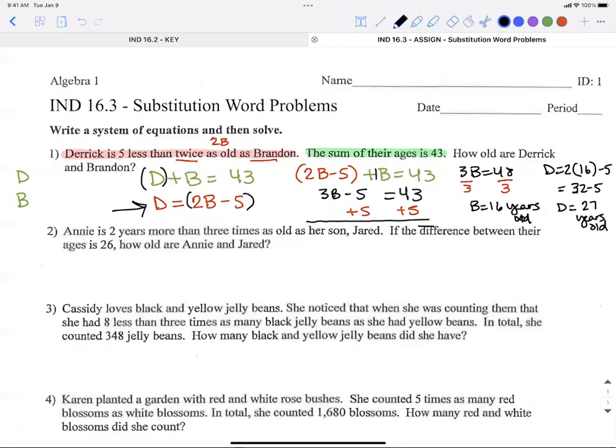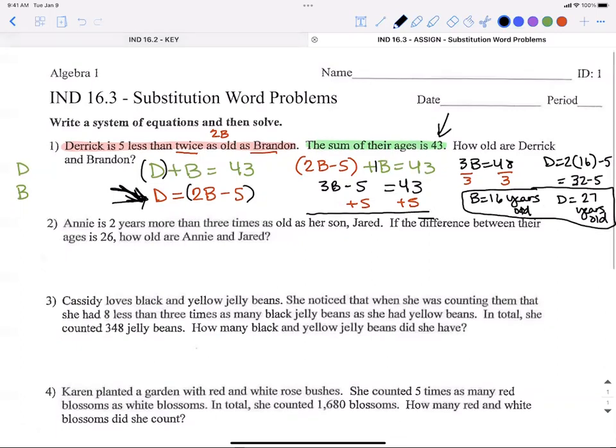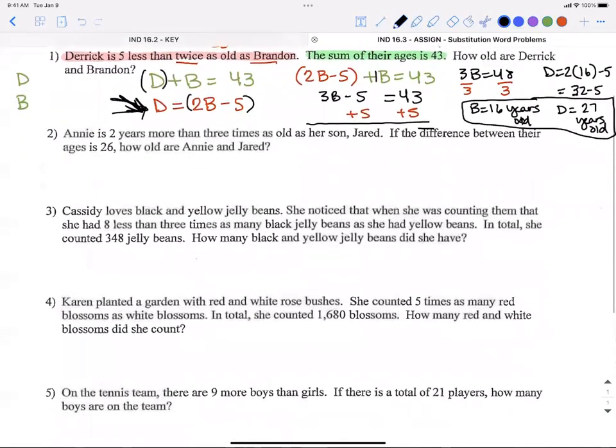And again, real quick, just to make sure that that adds up right, 16 plus 27 is in fact 43, which I was told at the beginning is the sum of their ages. So this would be the answer. The hard part about these is really, honestly, setting up this equation right here. It's setting up that second equation that is typically the most difficult part of these problems, okay? So I'm gonna leave you to set up number 2 and I'm gonna set up number 3 for you.